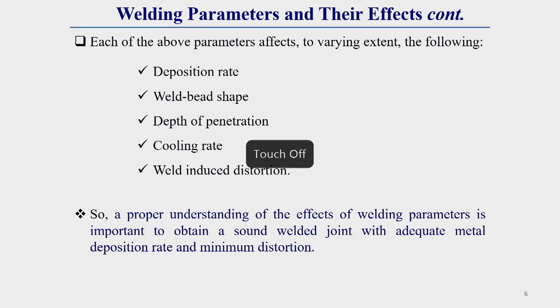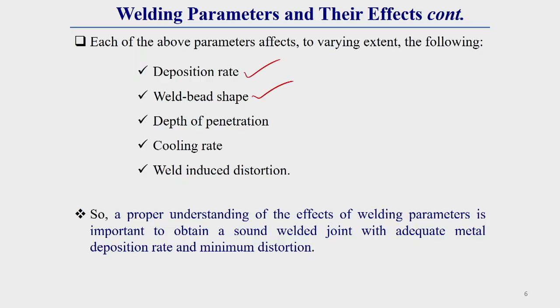First of all, I will discuss welding current. Before that, the parameters I have shown above affect the deposition rate, weld bead shape, depth of penetration, cooling rate, and weld induced distortion. So by controlling these parameters we can get less distortion, good penetration, and good bead shape in welding. We have to know the effects of these parameters in detail, so I will discuss them one by one in subsequent slides.